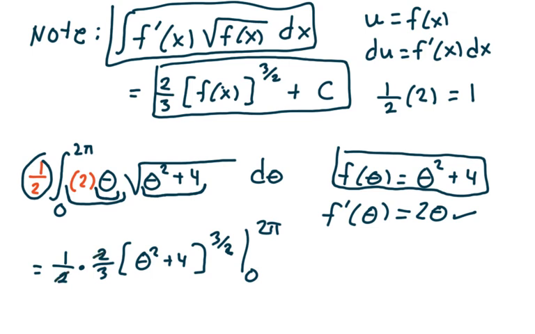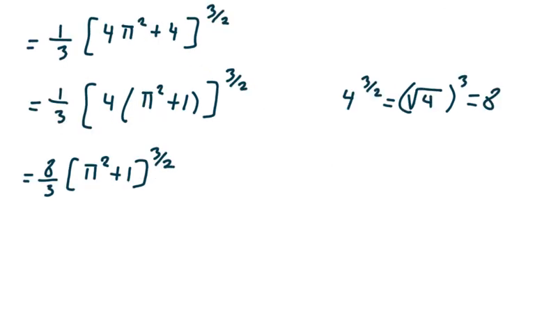So notice how these 2's cancel. And what I end up getting is 1/3 times the quantity 4 pi squared plus 4 to the 3/2. If I factor out the 4 inside those brackets, I end up with 1/3 times the quantity 4 times pi squared plus 1, all raised to the 3/2. But 4 to the 3/2 is equal to 8. That's right here. And so what I end up getting is 8/3 times pi squared plus 1 to the 3/2. And that's how we do example 2.